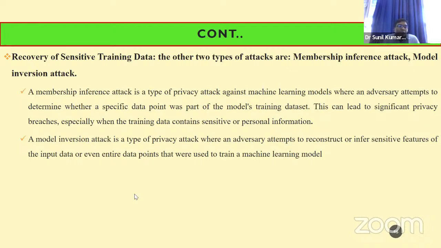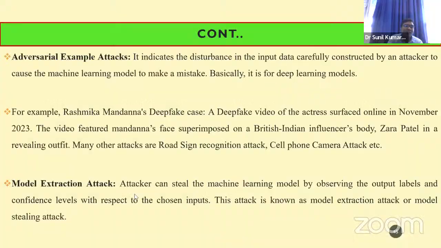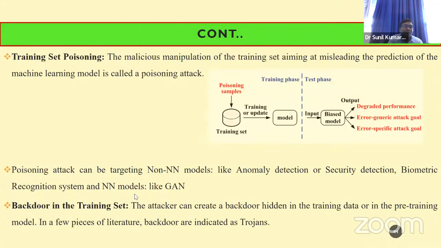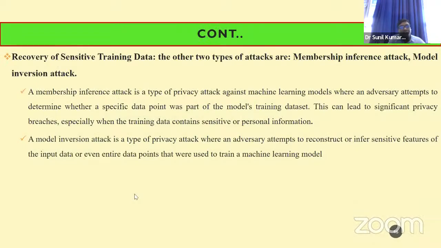Similarly, the model inversion attack is a type of privacy attack where an attacker attempts to reconstruct or infer sensitive features of the input data used to train a machine learning model. So these are the five types of attack we can see. And we have to look at them with respect to classical machine learning models as well as deep learning models.